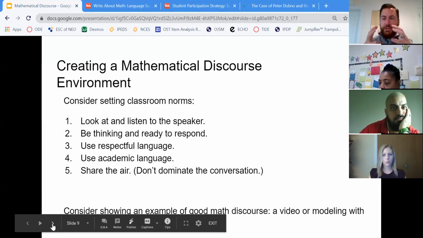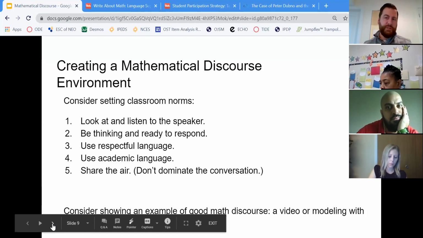When students are entering the classroom and you're setting the tone, this is the time to set some norms for math discourse. Not that math discourse has to happen all period every day, but there should be some level of discourse that's happening on a daily basis, whether it's a small amount, a large amount, or somewhere in between. But those norms are setting the tone for how we have conversations with one another in an academic way.